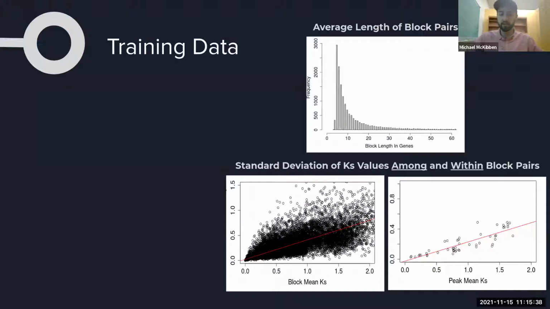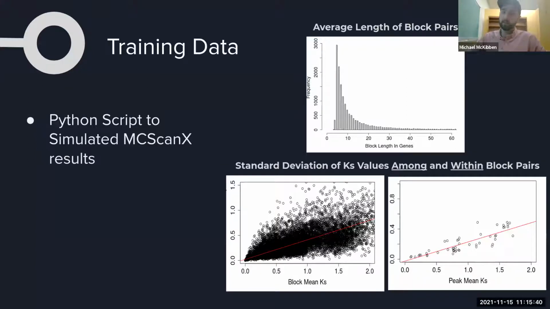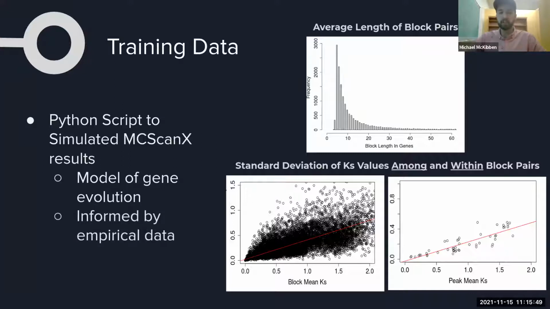Using all of this data, I wrote a basic Python script that simulated synthetic blocks you might expect from MCScanX results, which included modeling basic gene evolution and informing these models using these empirical distributions from real-world data to help avoid some of the assumptions I make along the way.